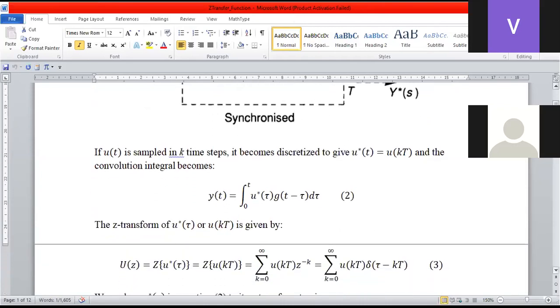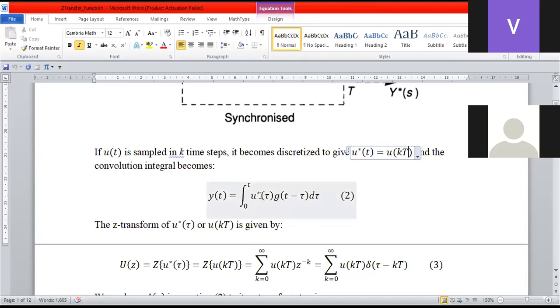We are going to start with the convolution integral, which is given by this. This is the relationship between the output y(t) and the input u(t). Since we want to convert u(t) into discrete time, we sample it in k time steps. So t becomes kT, where T is the sample time.